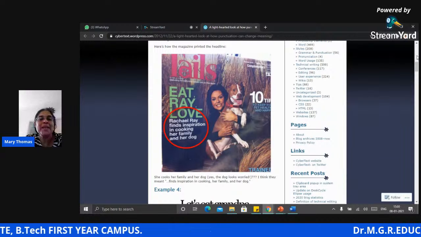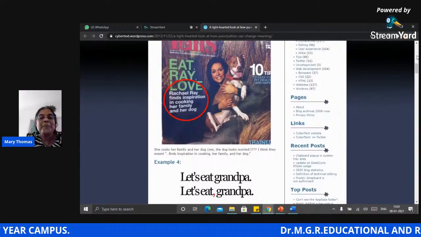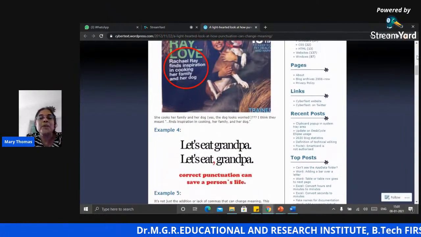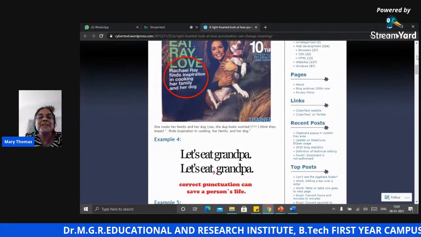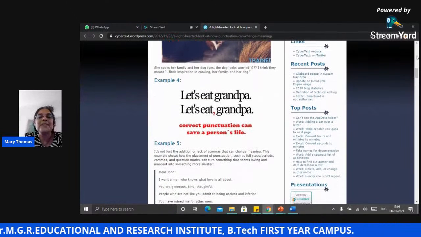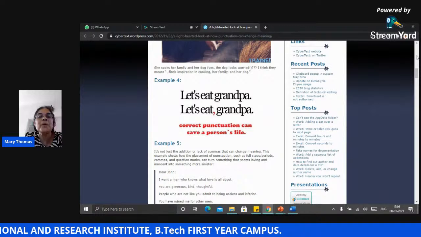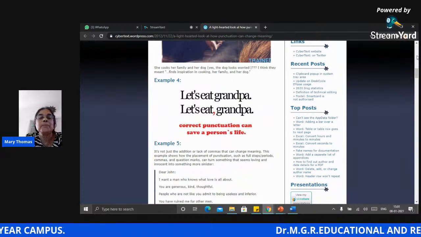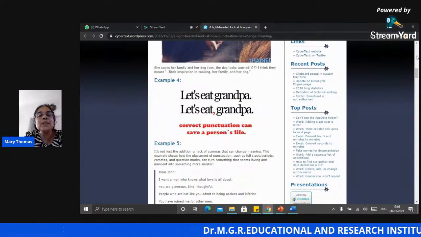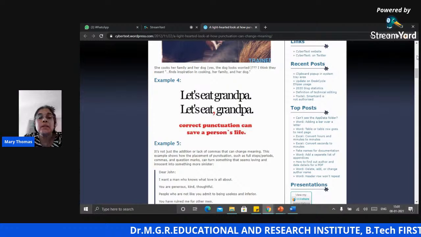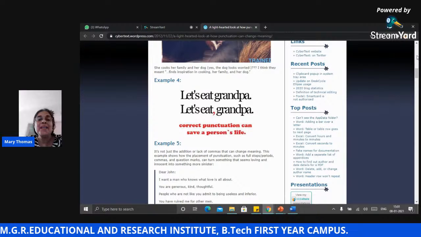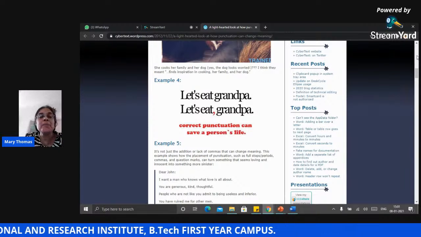All right. Eat, Ray, and love. So Rachel Ray finds inspiration in cooking her family and her dog. Okay. So that's because there's no comma there. Now here, let's eat grandpa. The fourth sentence. Let's eat grandpa. So here it means let's eat grandpa means let's have grandpa for a meal. Okay. So correct punctuation can save a person's life.